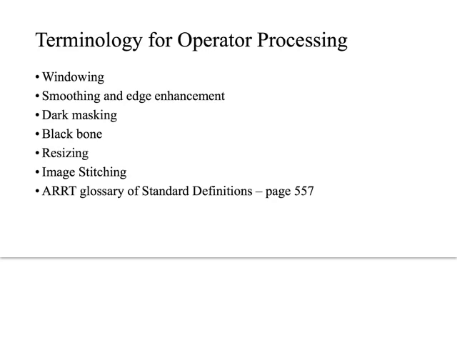Black bone techniques are more common in fluoroscopy, but this is when an image is inverted so that bone appears black and soft tissue appears white. This will also be operator defined. Any kind of resizing or image stitching, we've talked about that some, and read some about that in the last chapter. And you can see with all the different potential terms that might result from some of this, the ART recognized the necessity for a glossary of standard definitions.